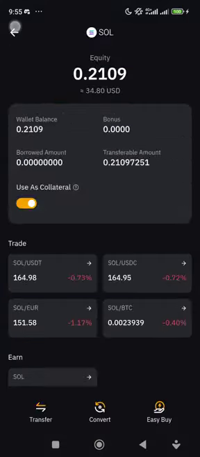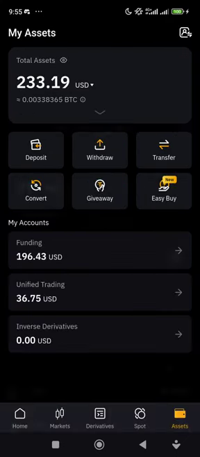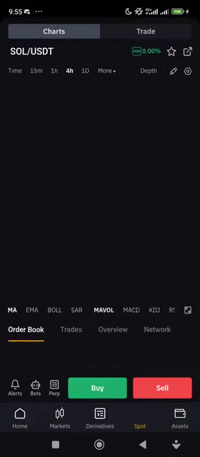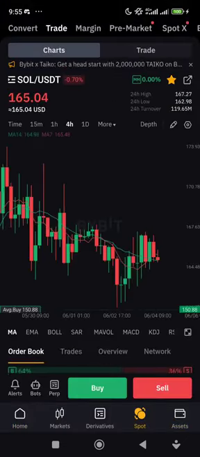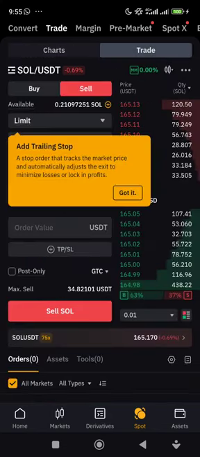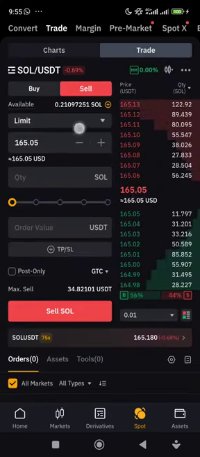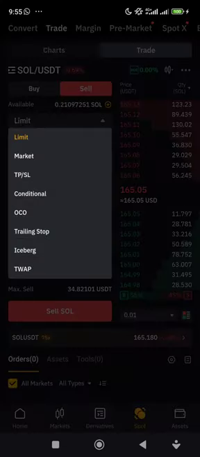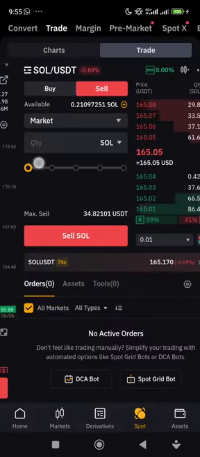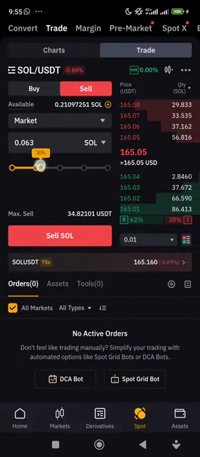34.36. Now let us go back to the trading itself. Let's go to the trading. So search for Solana USDT. Now we have 645 and 165. So click on sell. After you click on sell, you are going to click on market. I normally use market if you want to sell immediately. So let us click and see what we are going to get.